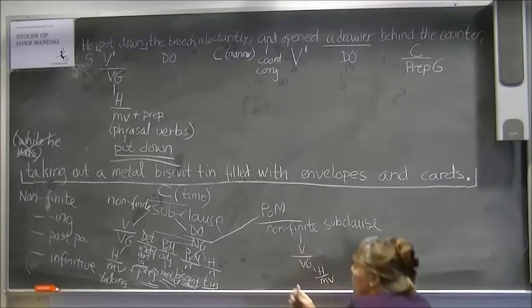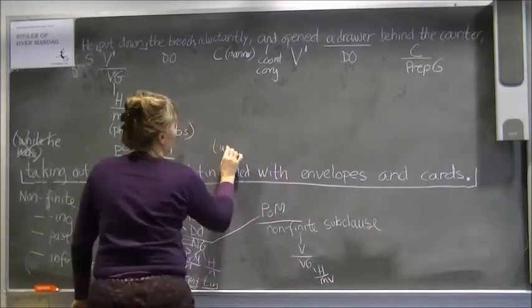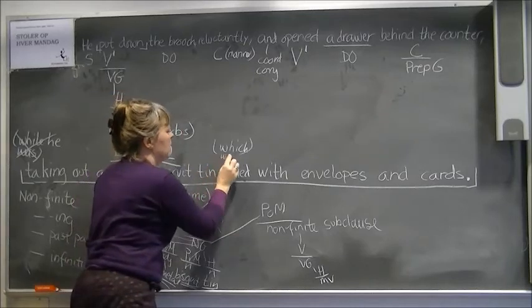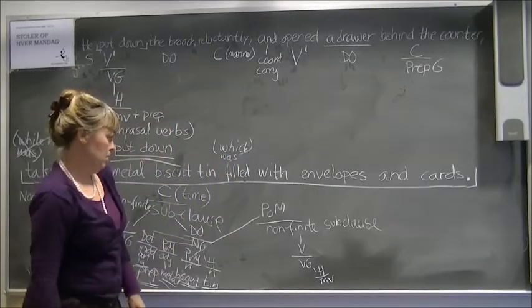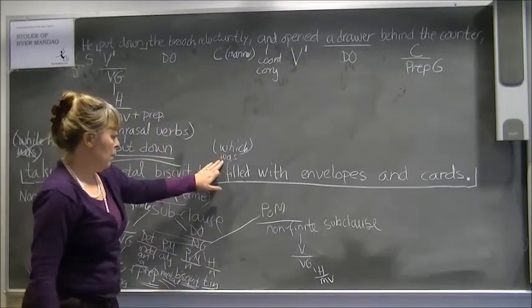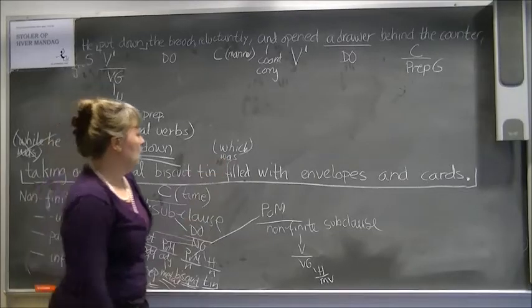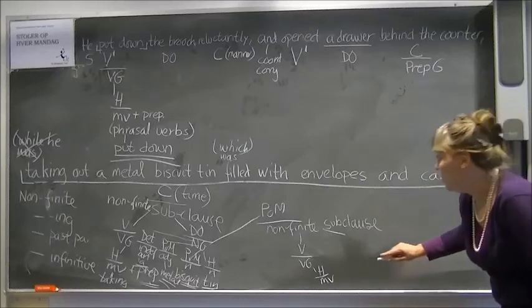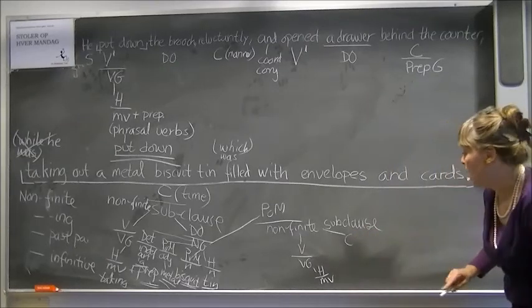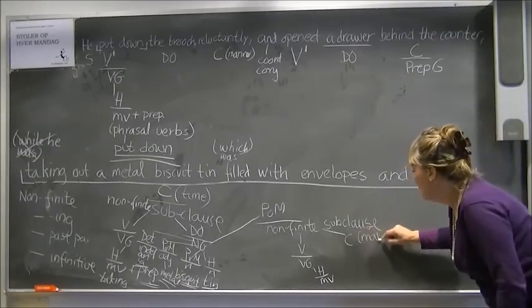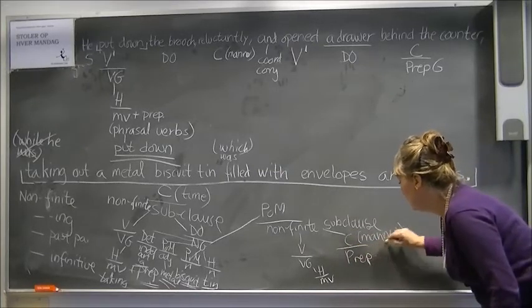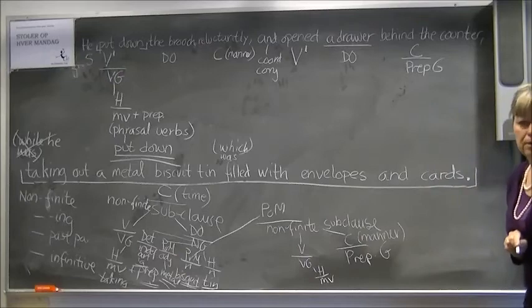So we can see that it is really a relative clause because the which has gone missing, and the to be, which was, was missing as well. And that would have been an auxiliary verb. And then we have what it was filled with. That must be some kind of manner circumstantial, which is a prepositional group. And then I'll leave it like that, I think.